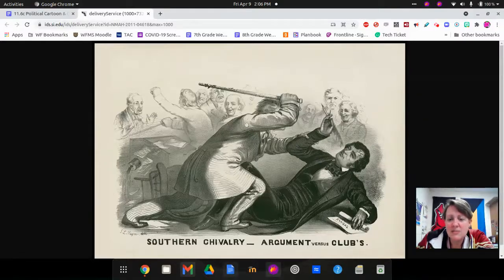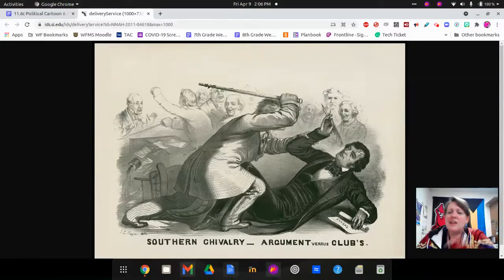So yes, this is specifically about the caning of Charles Sumner, but more so symbolic of how the South is reacting to this idea of leaning towards not having slavery. It's getting violent. Is that even a word? I don't know. It's getting more violent.